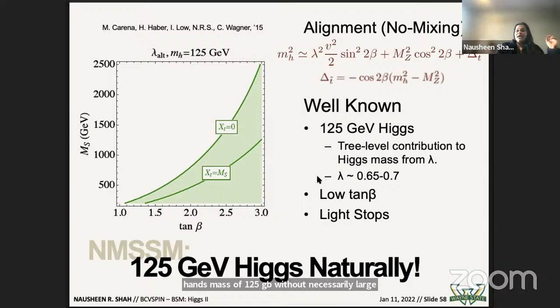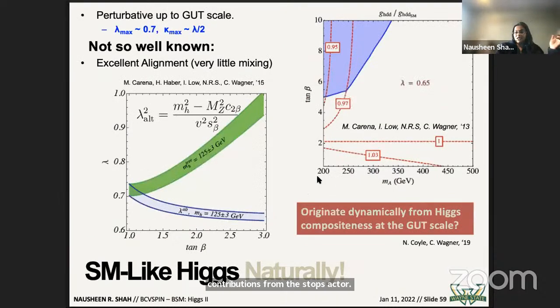But what's not been appreciated previously is that for the same value of lambda, et cetera, for the same Higgs mass, you actually get very nice alignment with the other Higgs doublet.